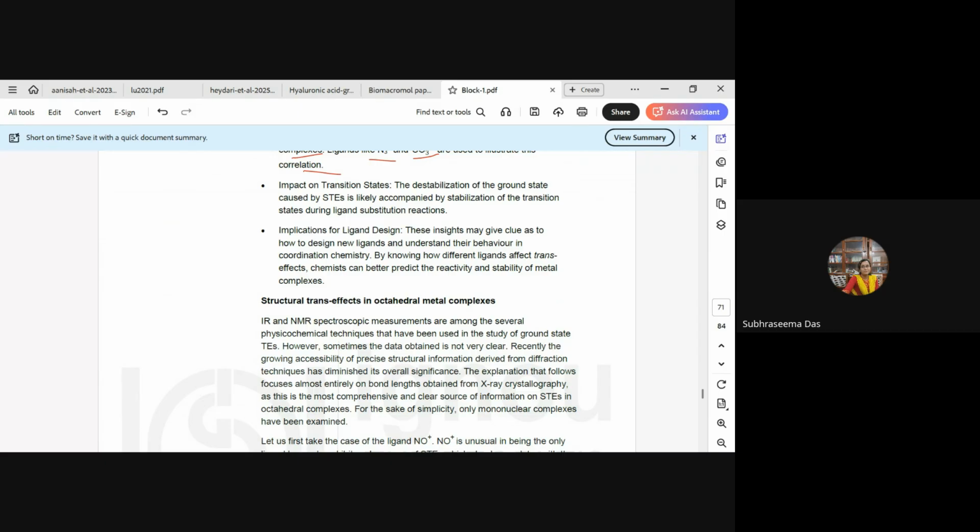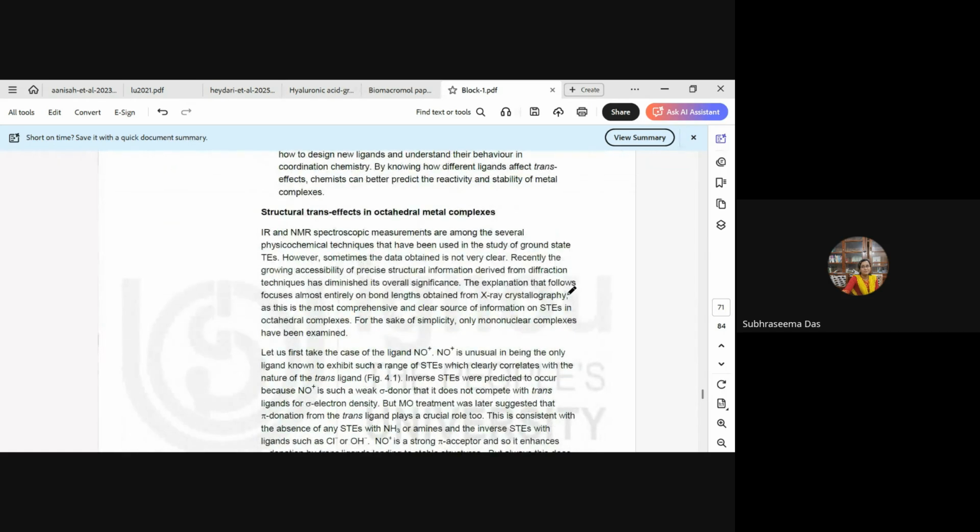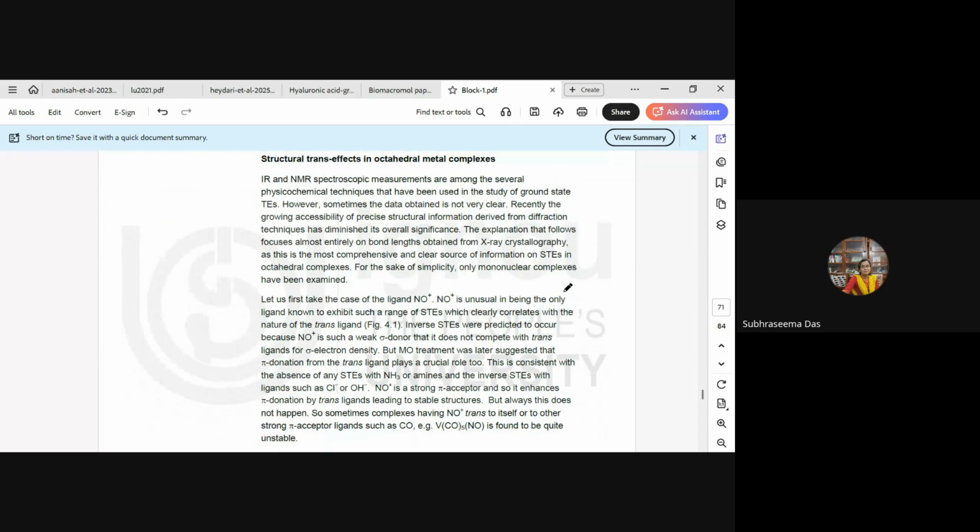Then the structural and trans effects in octahedral metal complexes. IR and NMR spectroscopic measurements are among the several physicochemical techniques that have been used in the study of ground state trans effect. However, sometimes the data is not very clear. Because of this, an instrument that is used for this is X-ray crystallography, that is single crystal X-ray crystallography, and it provides clear information on the STE, that is the structural trans effect, particularly for octahedral complexes.